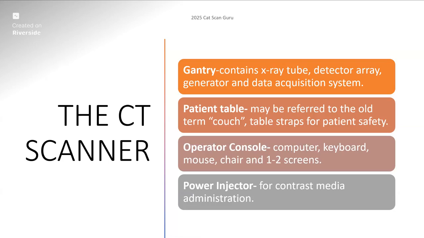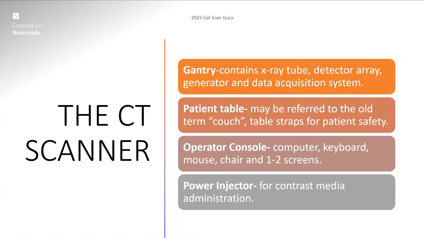Which comes to my next point, your patient table. This may be referred to by an old term, which most older technologists like myself and the seasoned ones who have been in the business for a long time refer to as the couch. If you've worked on a Picker machine or any machine that was a single slice, single detector, couch was the term. And then you have table straps for patient safety and immobilization.